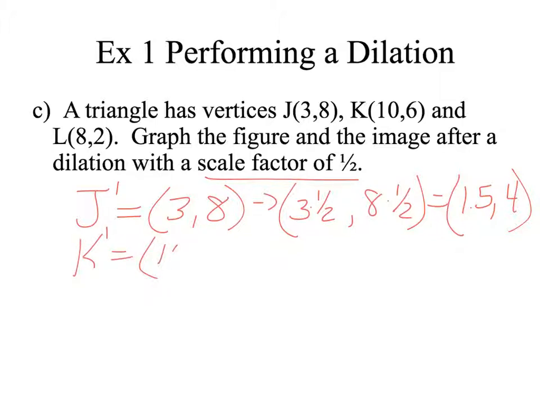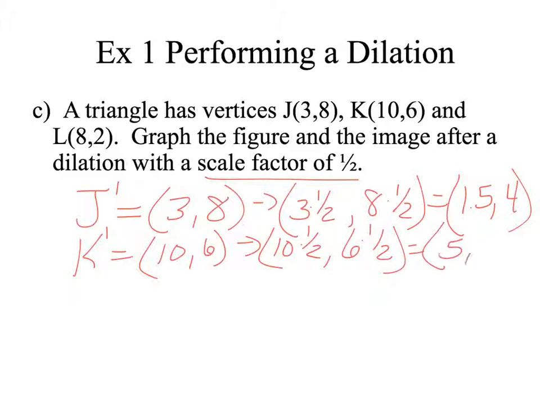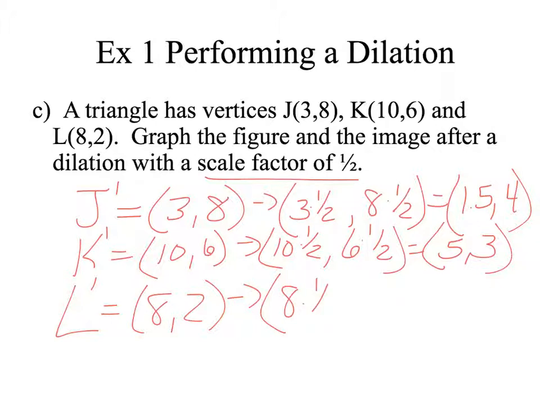K prime is at 10, 6. So 10 times 1/2 and 6 times 1/2 is going to give me new points of 5, 3. L is at 8, 2. L prime is going to have everything multiplied by 1/2. So 8 times 1/2 and 2 times 1/2. And that's going to give me 4, 1.